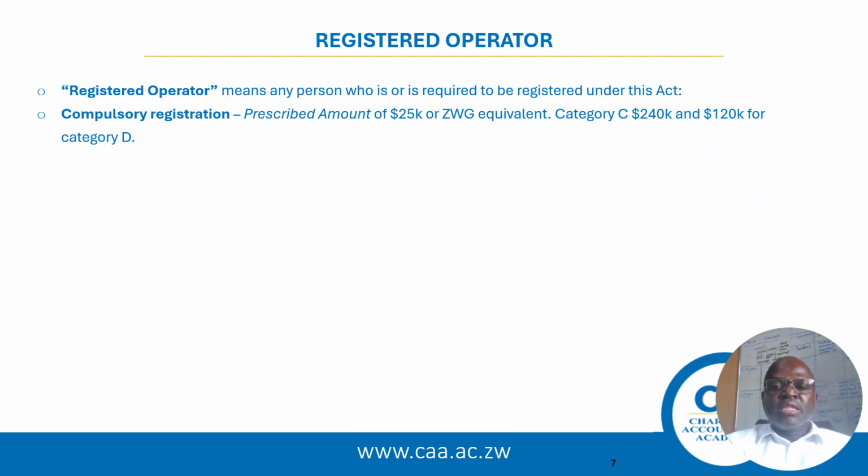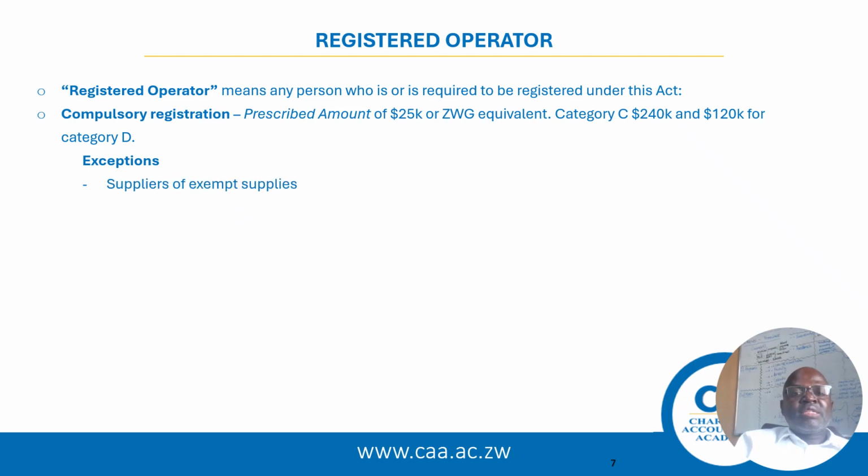So what we're saying here is, you are trading, and your sales, or the amount you're getting from your supplies over the preceding 12 months, or expected over the next 12 months, will reach these prescribed amounts or these thresholds. Then in that case, you have to be registered. So let us look at the exceptions under which, even if you reach the prescribed amount, you will not be compulsorily registered.